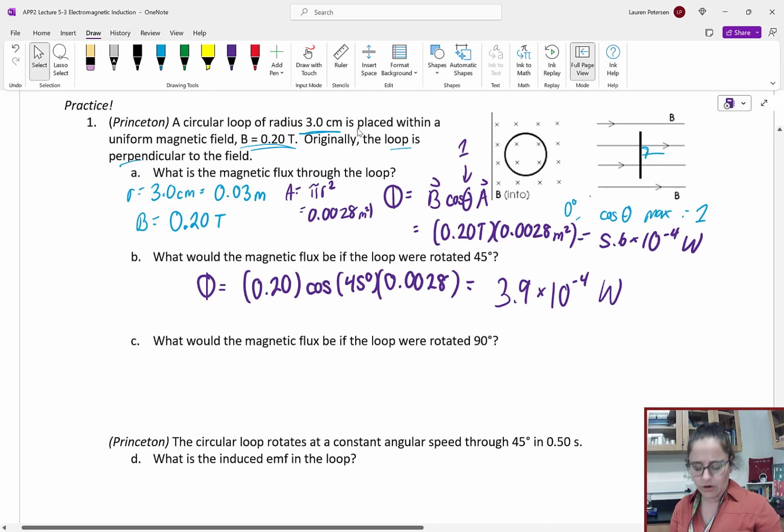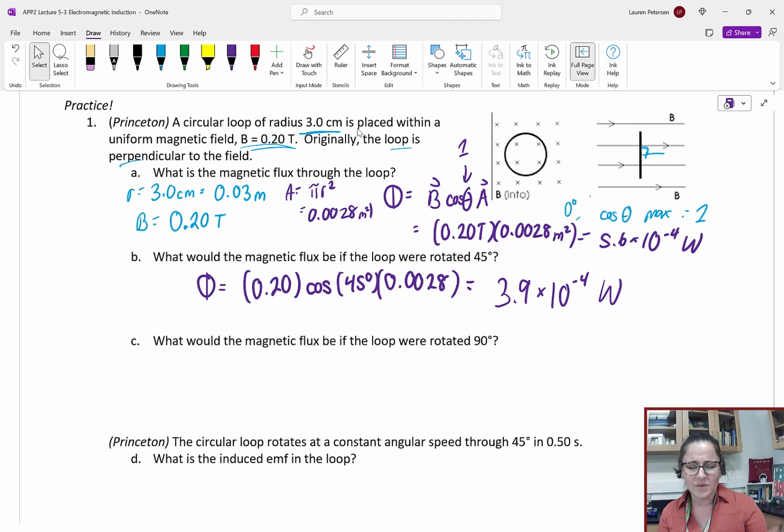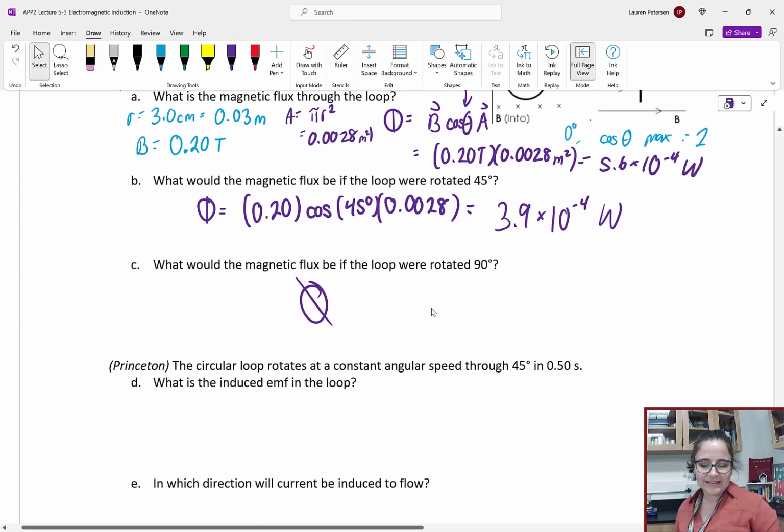And if it were rotated 90, wait a minute, what's the cosine of 90 degrees? You guys know that from trig. Well, then the coil is going to be parallel to the field, so we would have no flux. Okay, cool. One last one.